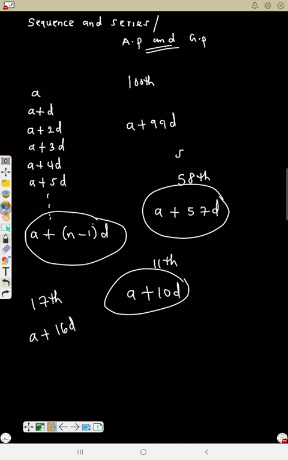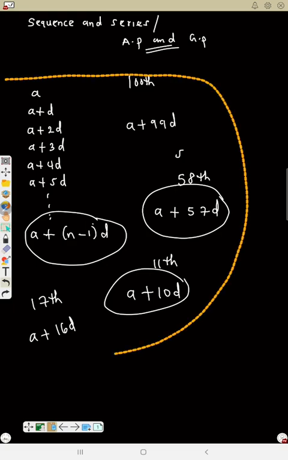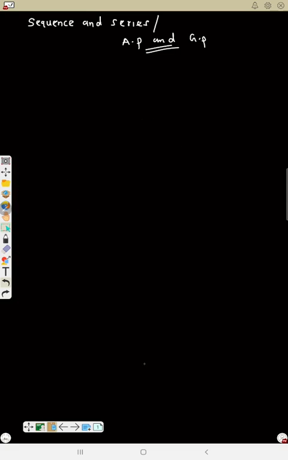So like that. Now let's see another aspect. We should list the formulas that we will be using in AP or GP.